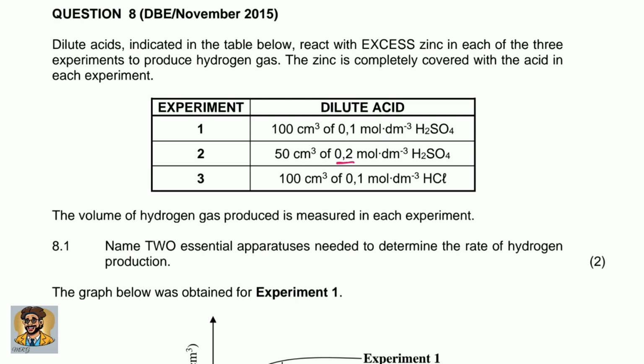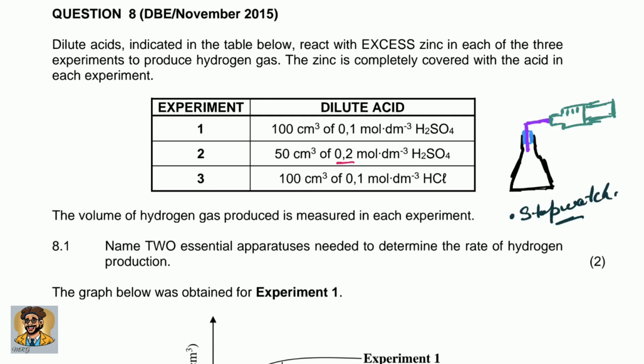Name 2 essential apparatus needed to determine the rate of this hydrogen production. Now, how will this setup be done? Well, the first instrument for sure is the stopwatch. You need to measure time. This is one setup that can be done here. It does not necessarily need to be like this one.